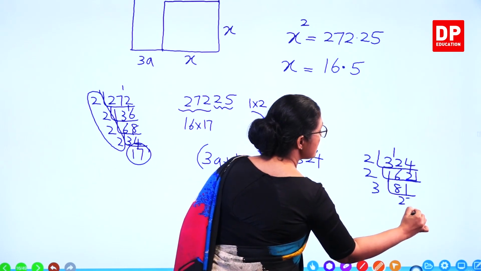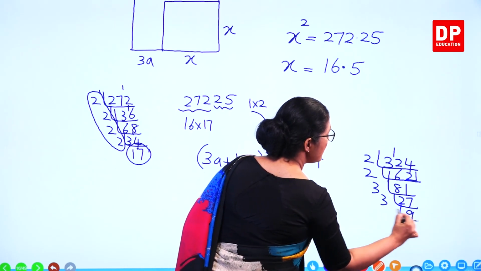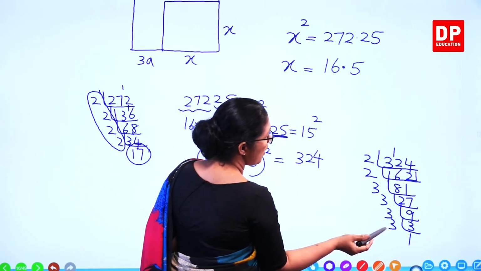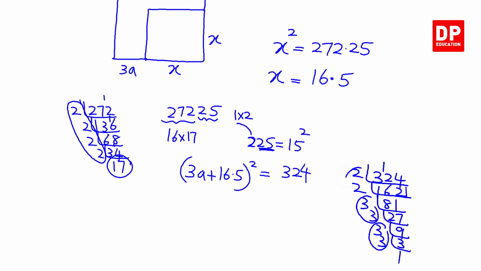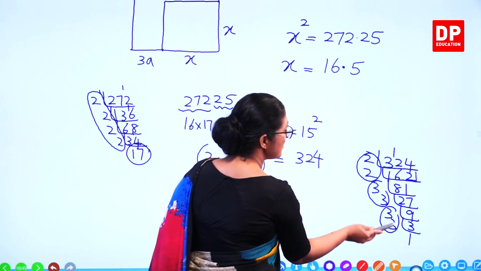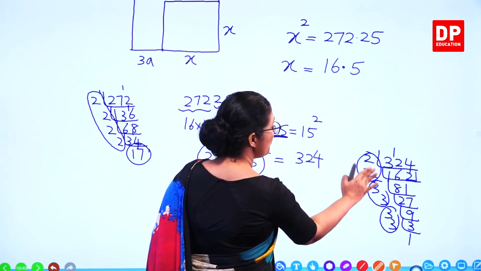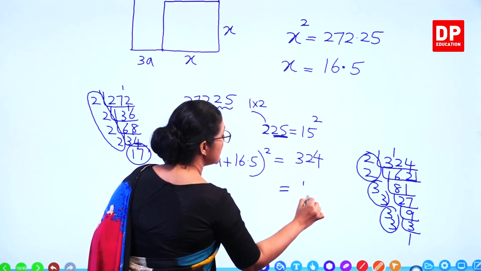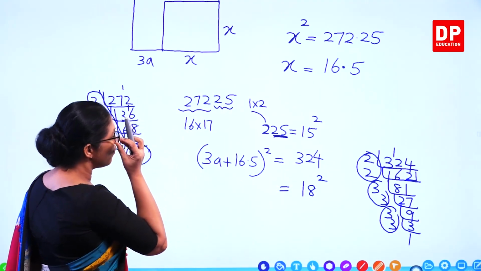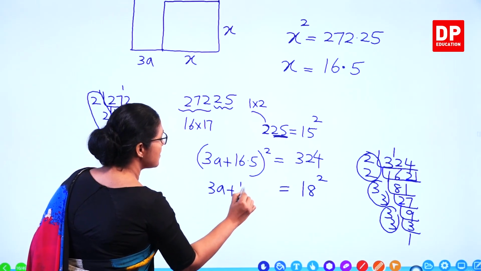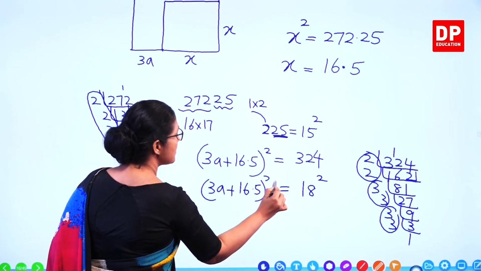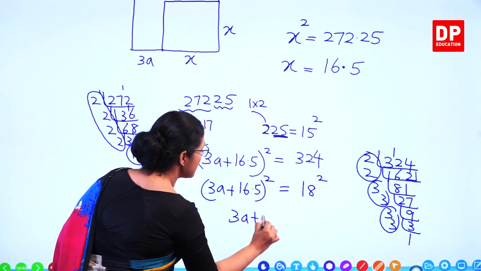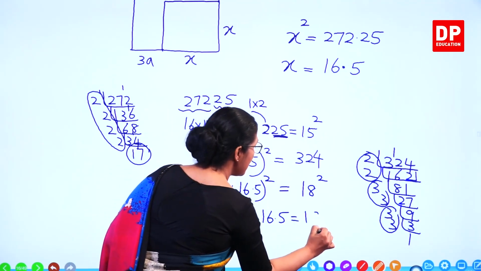Three times 27, 3 times 9, 3 times 3. So, what's the square number? When you take pairs, so that means now what's the square number here? 3, 3, 2, 9 times 2, 18 squared. 18 squared is 324. So 3a plus 16.5 squared is also this. Ignore the square term. You can write 3a plus 16.5 is 18.